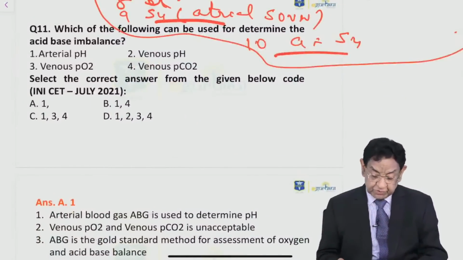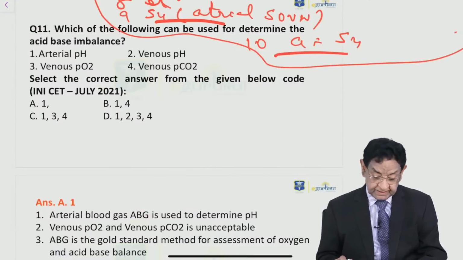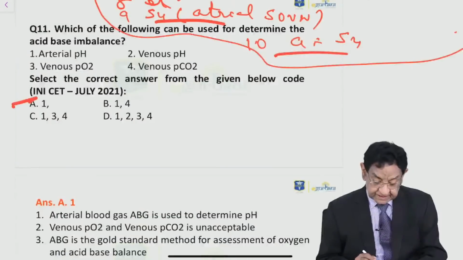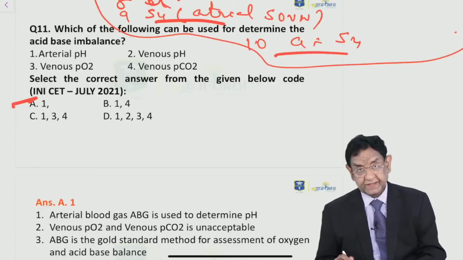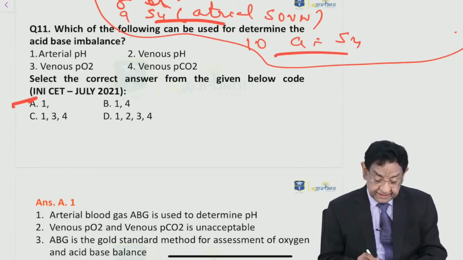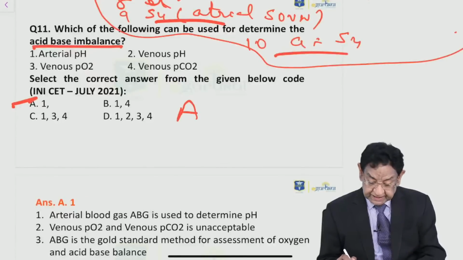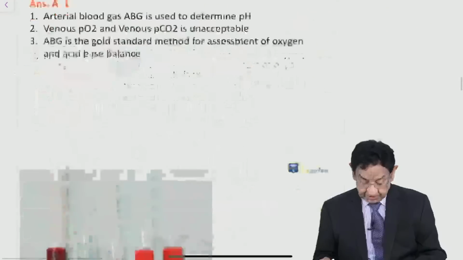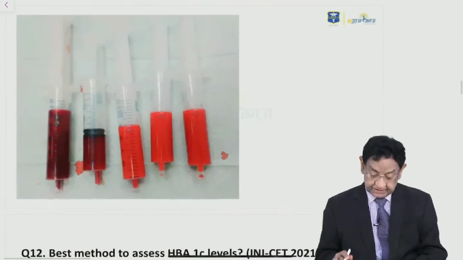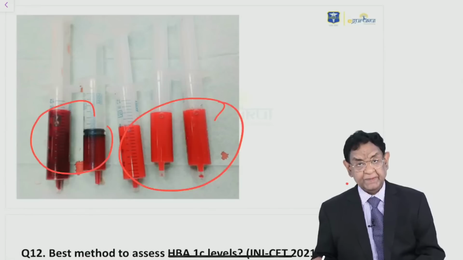Which of the following can be used to determine the acid-base disturbance? Well, the answer is A only. Why this? First of all, remember, for acid-base disturbance, you use arterial blood gas analysis. We collect an arterial blood sample. Look at this picture. This is a bright red arterial sample. This is a venous sample.